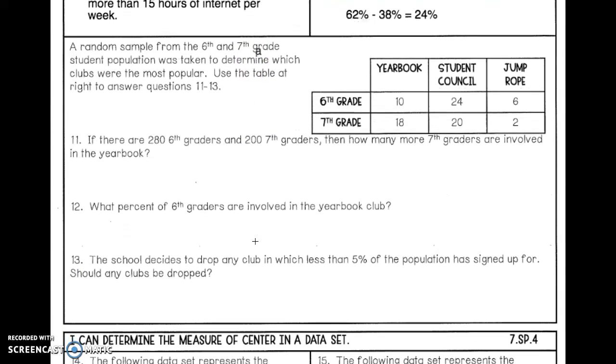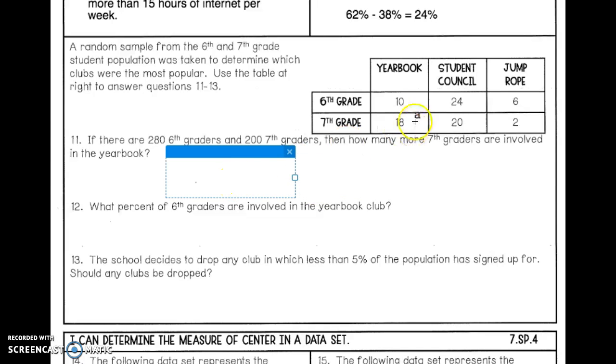Alright, this is one that a lot of people seem to be having trouble with. It says a random sample from the 6th and 7th grade student population was taken to determine which clubs were the most popular. Use the table at the right to answer the question. So it says there are 280 6th graders and 200 7th graders. How many more 7th graders are involved in the yearbook? So we can do a couple proportions here.